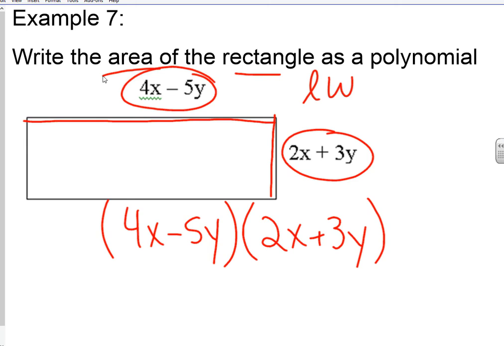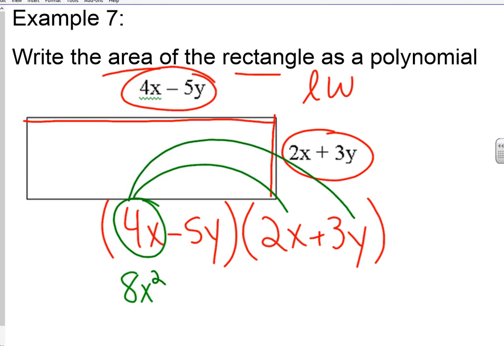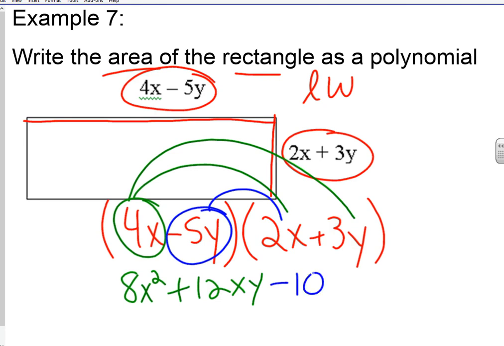Notice I'm doing the same thing. Things get a little different. 4x times 2x is 8x, add the exponents, squared. 4x times 3y is where things get a little different. 4 times 3 we know is 12. X and y hang out next to each other. X is first because it's first in the alphabet. Same thing here. Negative 5y times 2x, and we know we get negative 10, and the x and y hang out together. Negative 5y times 3y is negative 15. Y times y is y squared.